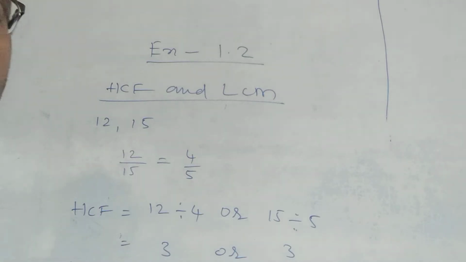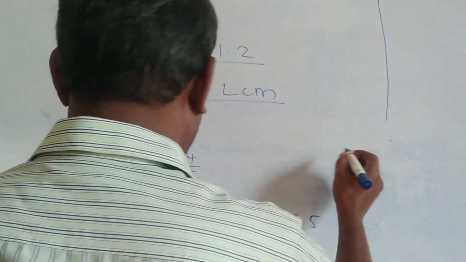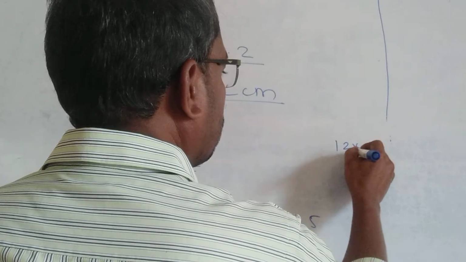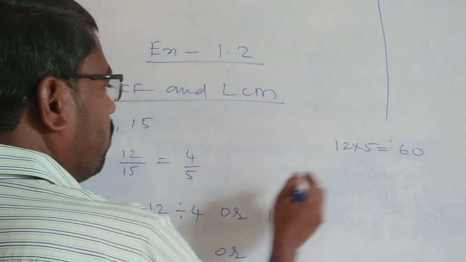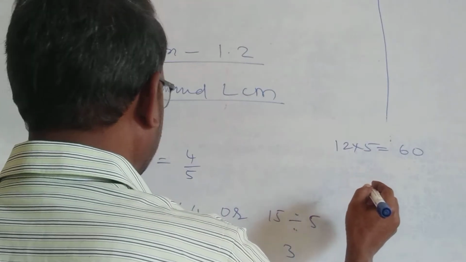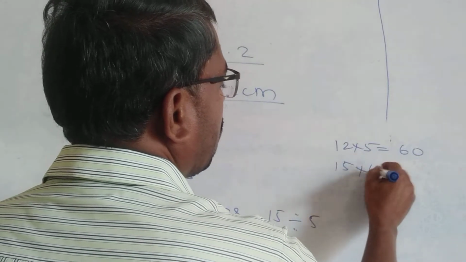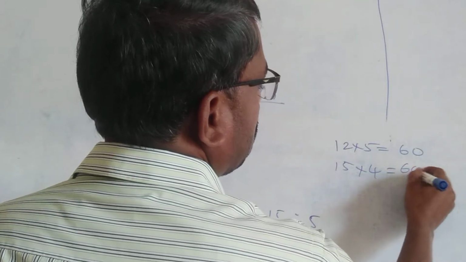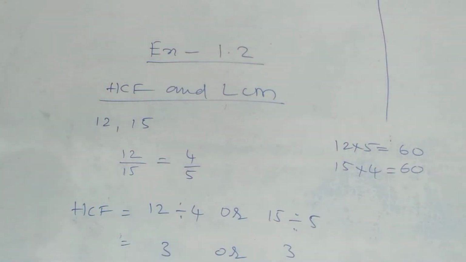See once. Are you getting it correctly? Here I will write. 12 into 5, how much? 60. And again we are getting 12 into 5, 60. And 15 into 4, cross multiply, also 60. Check it.